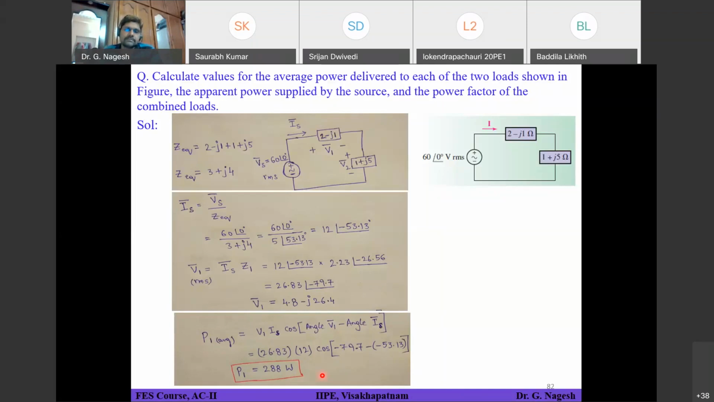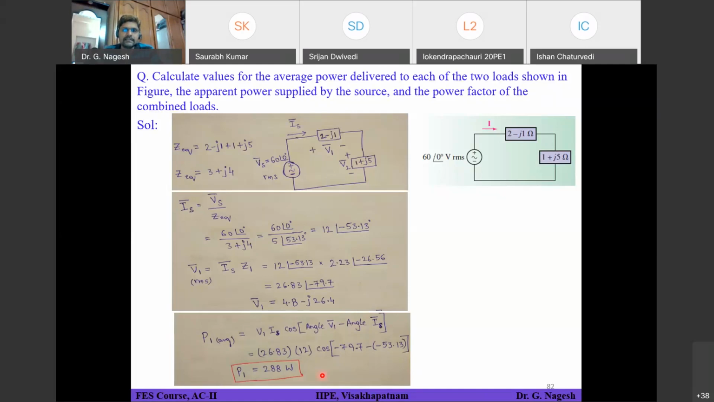How much average power is getting consumed? Try to calculate that. Sir, 651 watts. Yes, average power consumed by load 2, that means 1 plus J5 ohms. Are you sure? I don't think you will get 651. Please check it one more time.